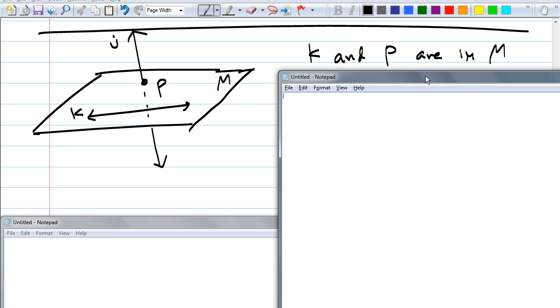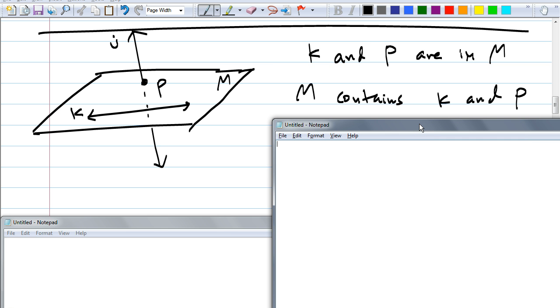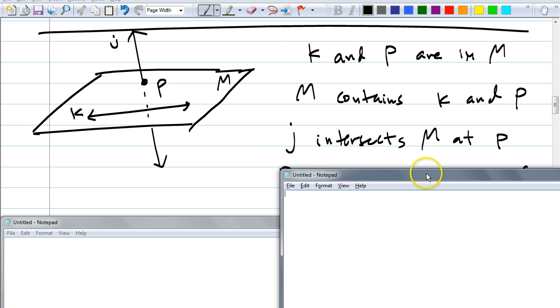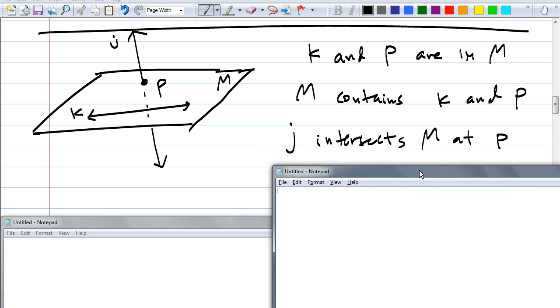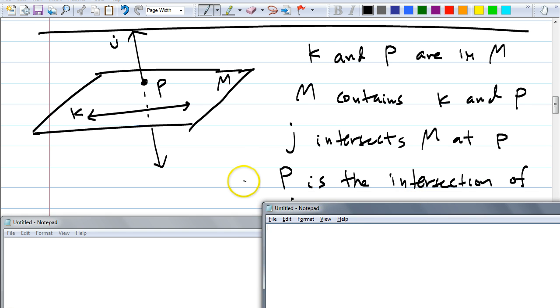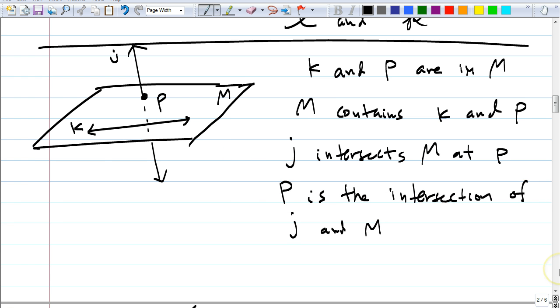the line K and point P are in plane M. Also, M contains the line K and point P. J intersects the plane M at P. And P is the intersection of J and M. Okay. So this is what it's talking about.